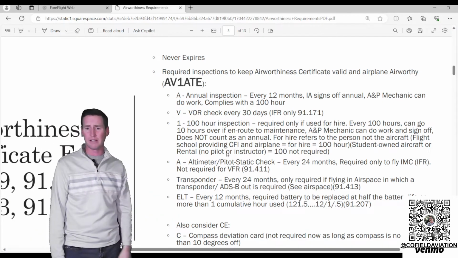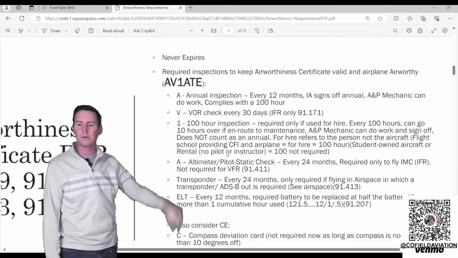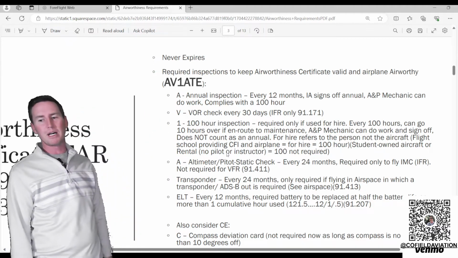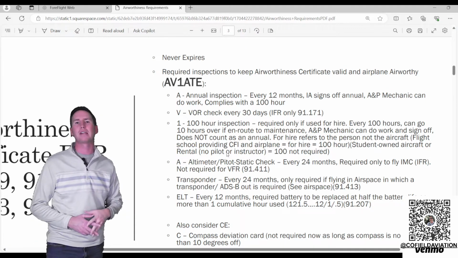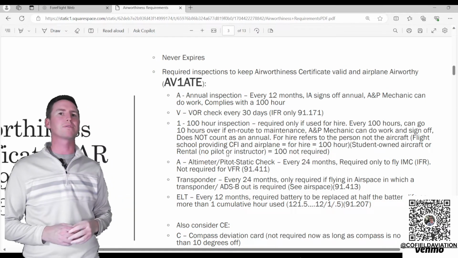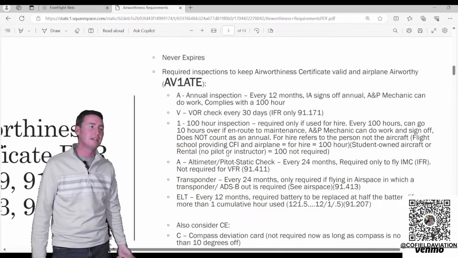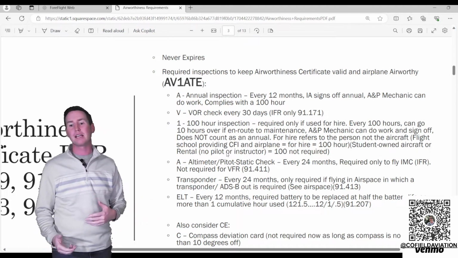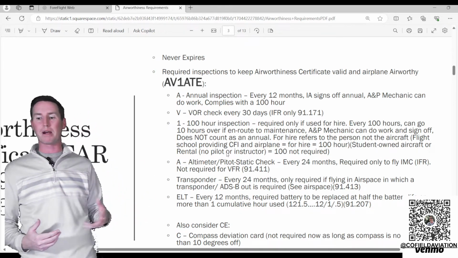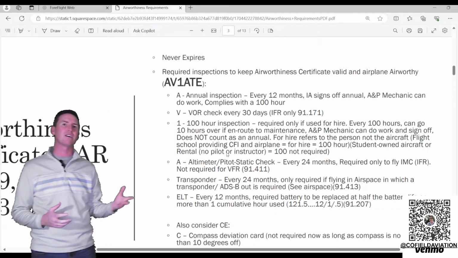Acronyms galore, right, in aviation. A stands for the annual inspection. So every 12 months, you have to have an annual inspection. An IA can sign off the annual. An IA is an inspector authorization. An A&P mechanic can do the work. An A&P mechanic, A stands for airframe, P stands for powerplant. So an airframe and powerplant mechanic can do the work, but an IA has to sign off the annual.